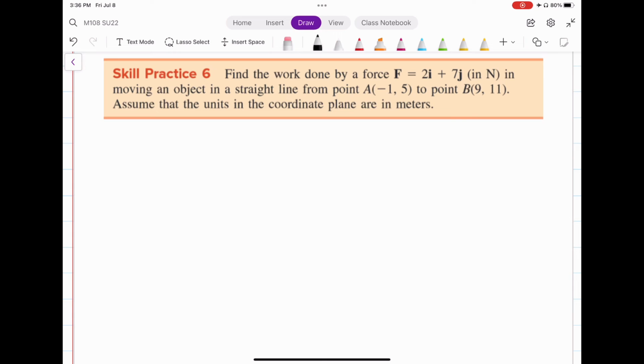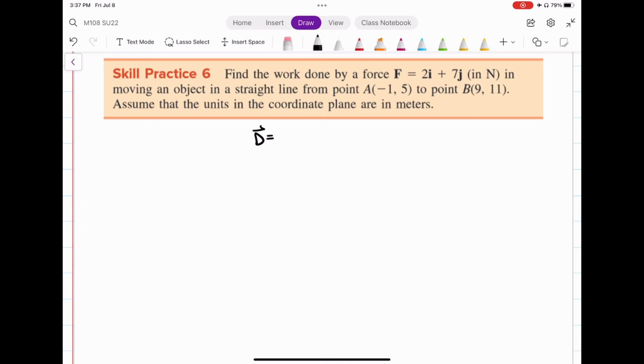This question asks us to find the work done by the force vector F equal to 2i plus 7j in newtons that is required to move an object in a straight line from point A to point B. And we need to assume that the units in the coordinate planes are in meters. So our final answer is going to be in newton meters.